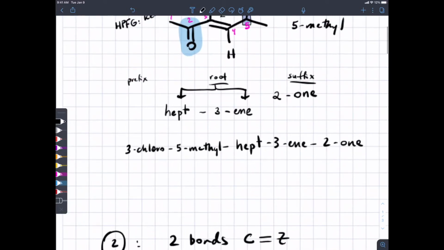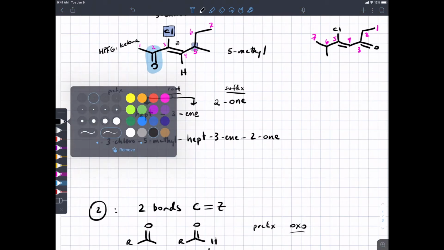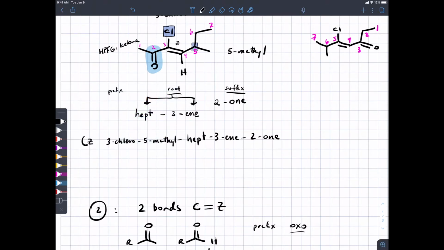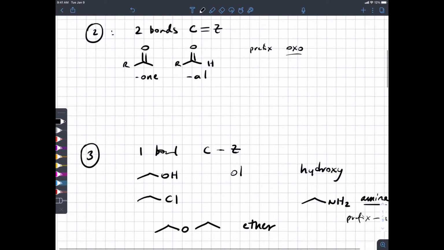Right, so then to finish this molecule off, we would put the Z in parentheses at the front. We don't need a number on that Z because there's only one double bond in the molecule, and so it's clear from the name which double bond that one refers to. There's no other options. Maybe I'll show you an example where there are other options.